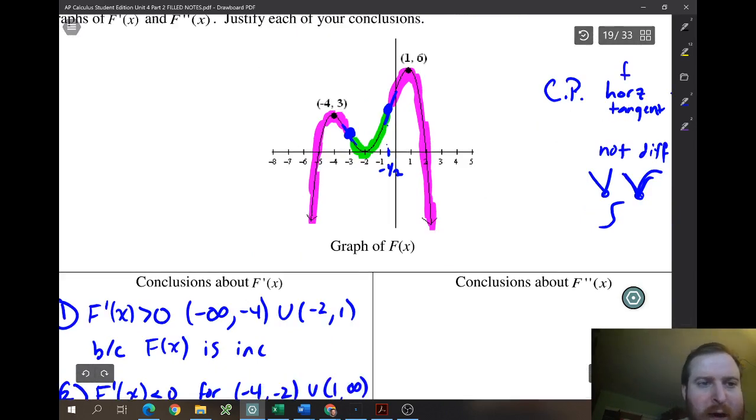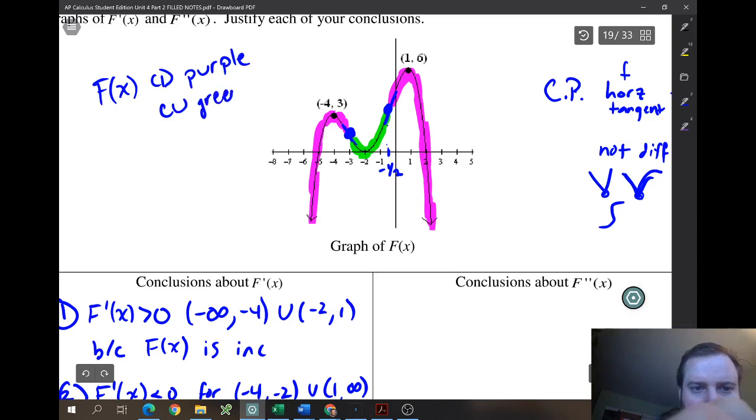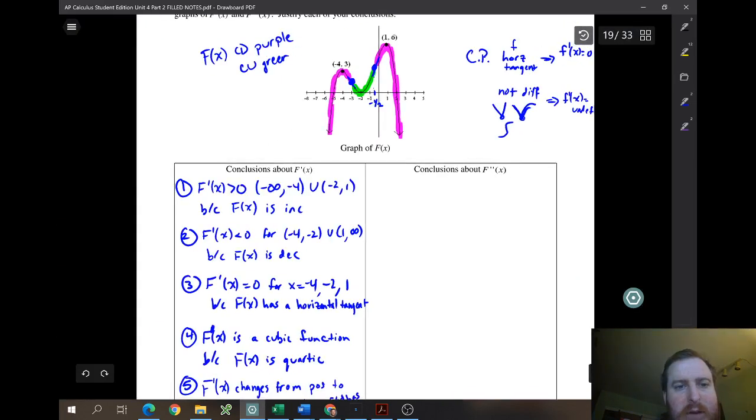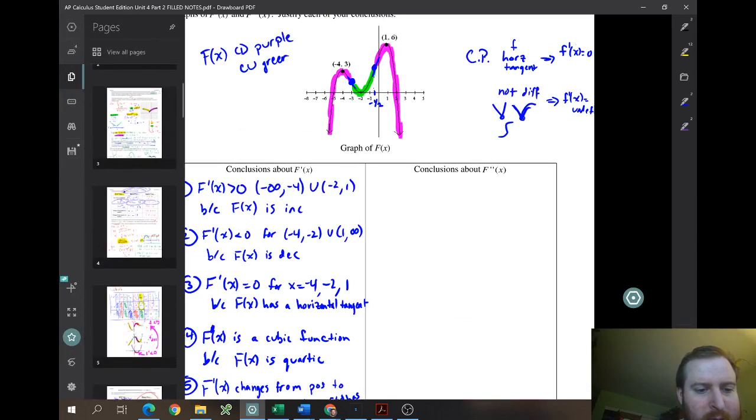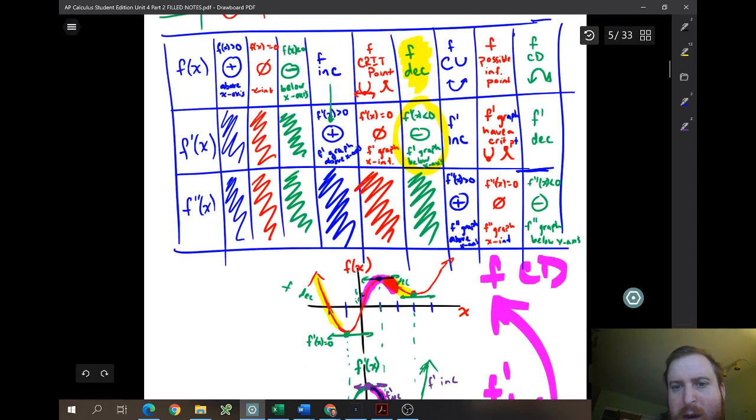But basically what we're saying for f of x is that f of x is concave down in the purple sections, and it's concave up in our green section that I highlighted. So now this is going to give us two conclusions. This is going to give us a conclusion about f double prime of x, but if we go back to the table that we created, the concave up and concave down actually tell us about f prime increasing. When f was concave up, f prime was increasing. When f was concave down, f prime was decreasing. And when f had that possible inflection point, f prime had a critical point.